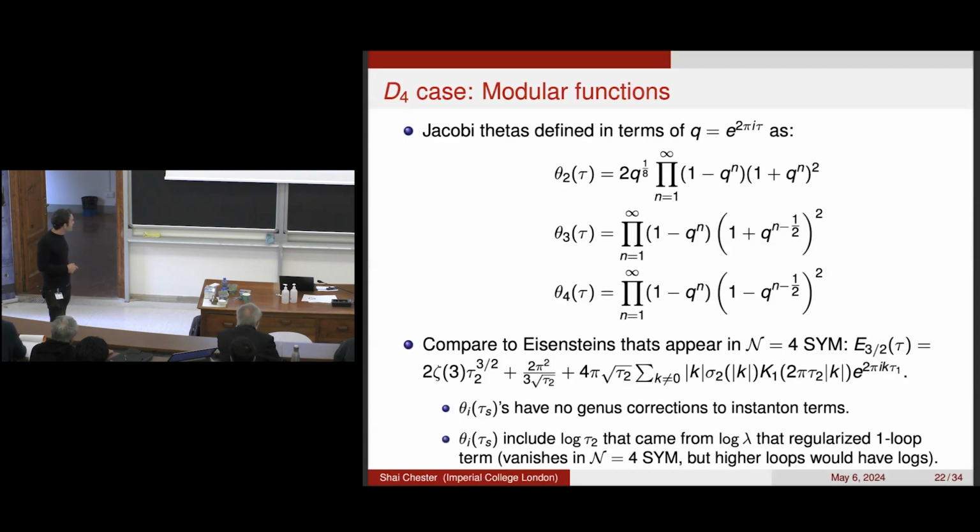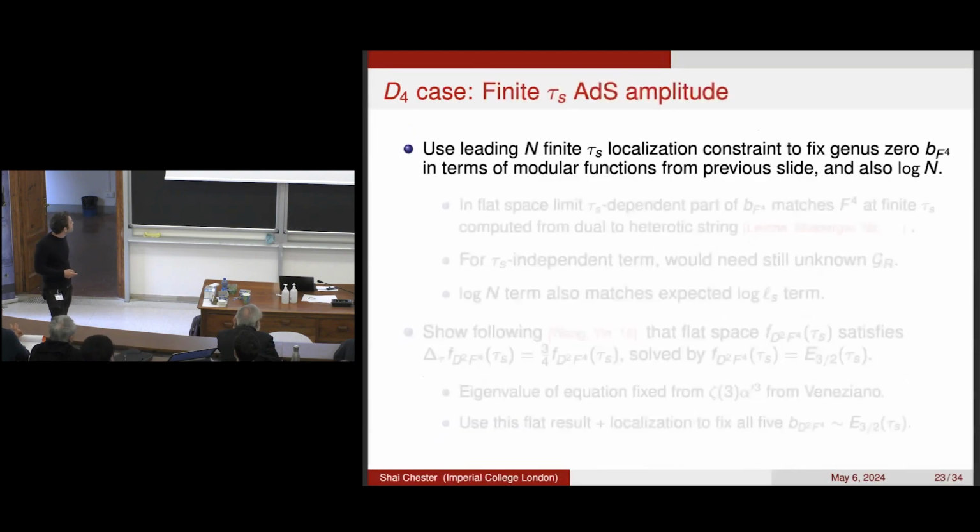Also, the Jacobi theta functions, after you take a logarithm, are going to include a log tau too. And so this is related to the log lambda, and physically speaking, this is related to the fact that you have this one loop divergence which you had to regularize. Whereas in N equals 4 super Yang-Mills, you just didn't have such a logarithmic divergence, which is maybe why you didn't expect to get a log tau term. So we see that even at large N and finite tau, these modular covariant quantities are significantly simpler than N equals 4 super Yang-Mills.